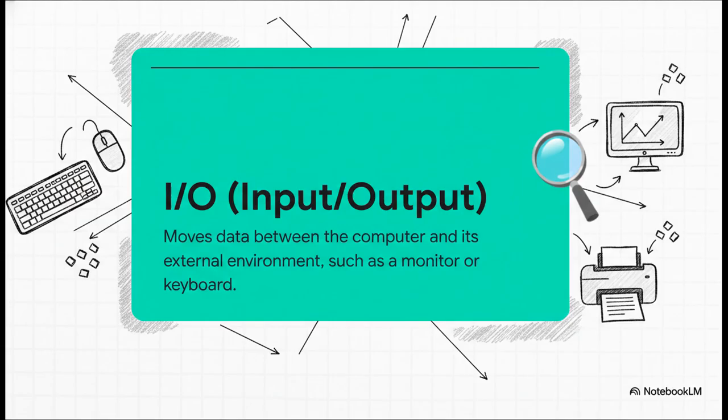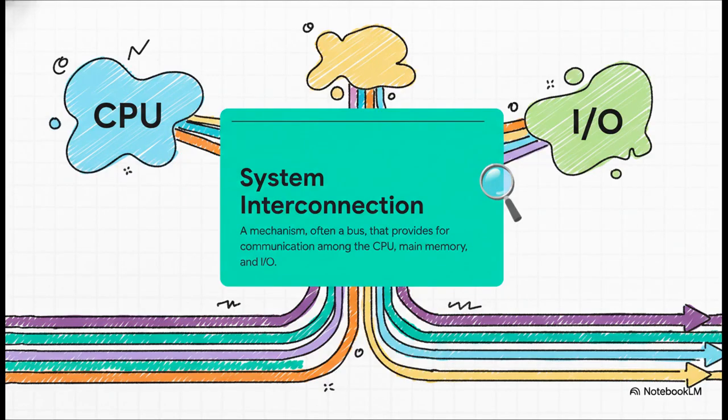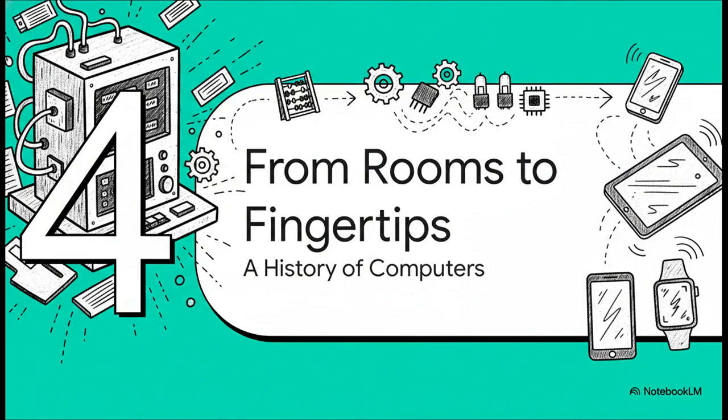Then there's I/O, which just stands for input-output. This covers all the data movement. It's how the computer talks to the outside world, taking commands from your keyboard, sending pictures to your monitor. You get the idea. And finally, the crucial piece that holds it all together, the system interconnection. This is basically the communication network. You'll often hear it called a bus, that lets the CPU, the memory, and all the I/O stuff actually talk to each other. Without it, you just have a bunch of really powerful parts sitting in a box, totally unable to cooperate. So, that's the modern computer in a nutshell.